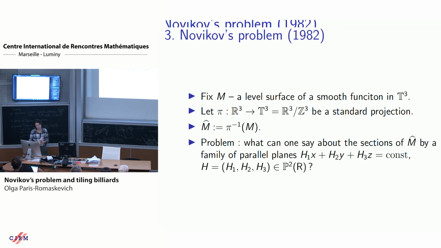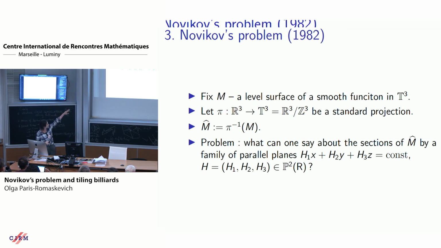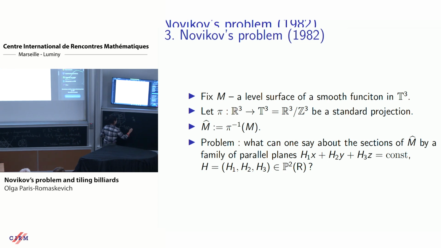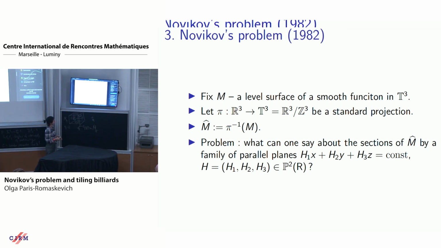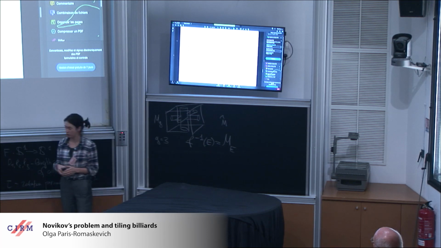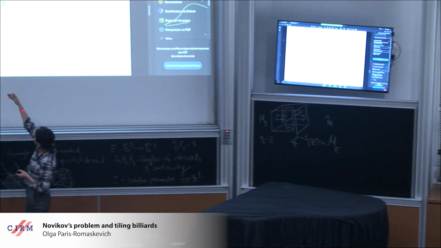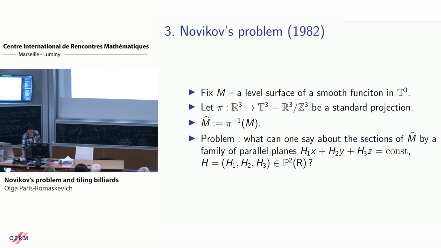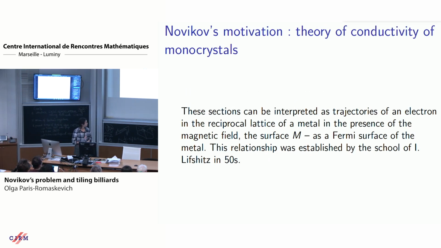So you see that the parameters here are a function that you fix. Then you fix an energy level, so the level of your function. Say we fix the function f, and M is just f^{-1}(E), where E is an energy level of your function. And then you have 3 parameters that correspond to a vector in space, and you have a family of cutting planes.